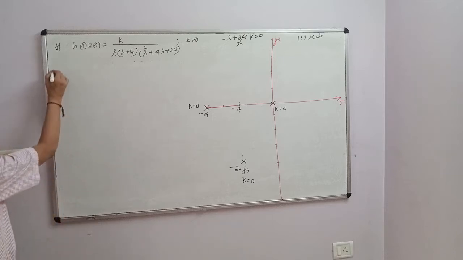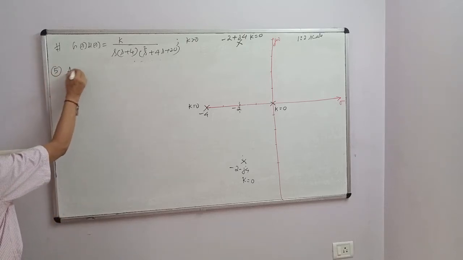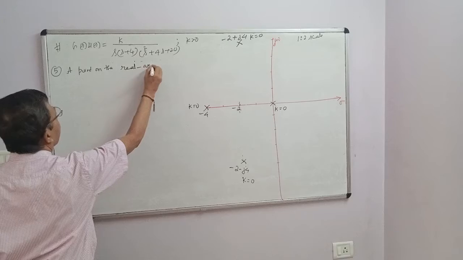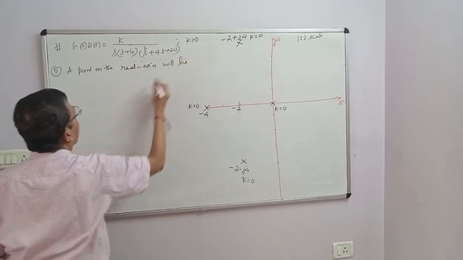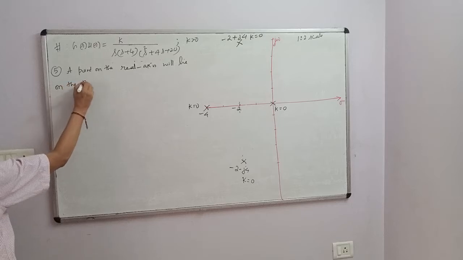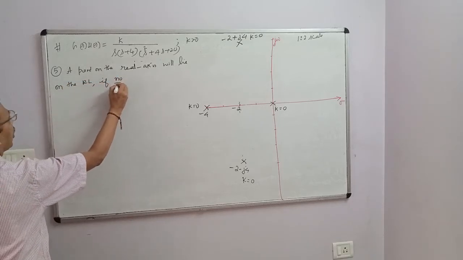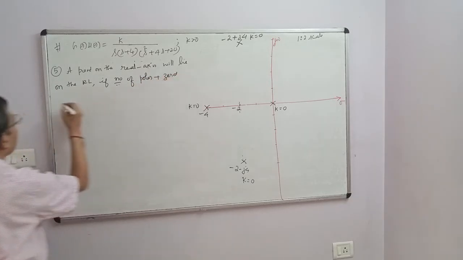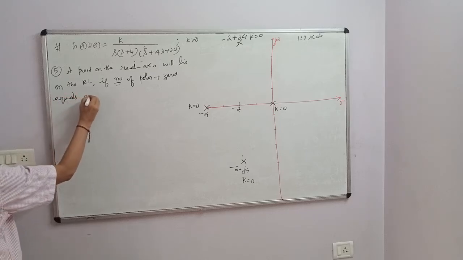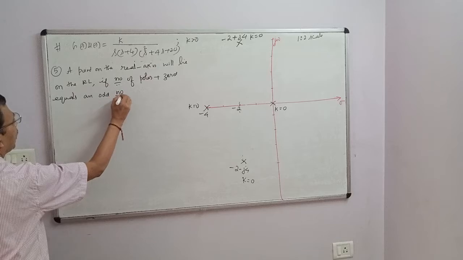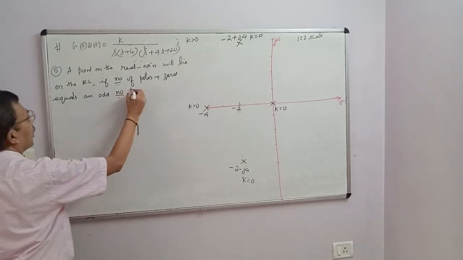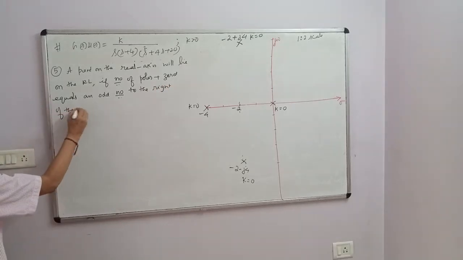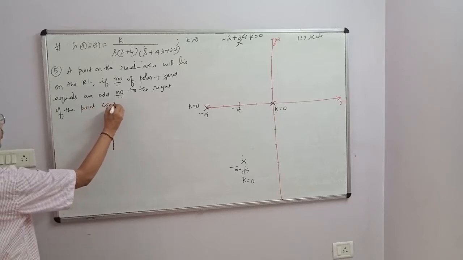Step number 5. A point on the real axis will lie on the root locus if the number of poles plus zeros equals an odd number to the right of the point considered.